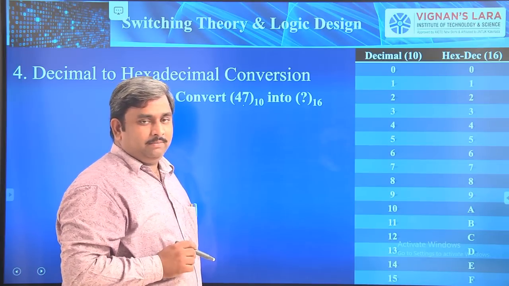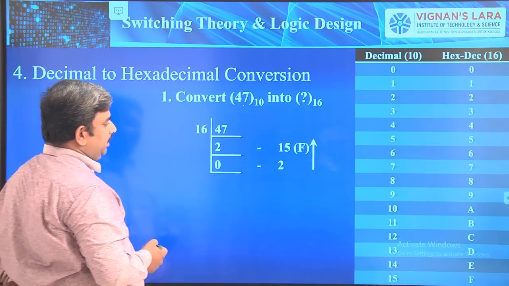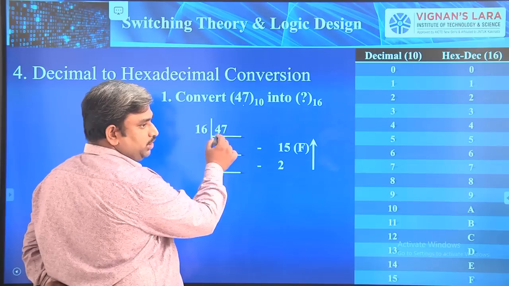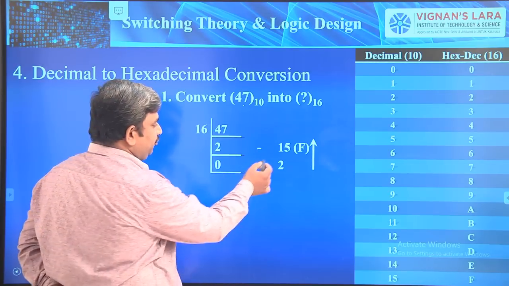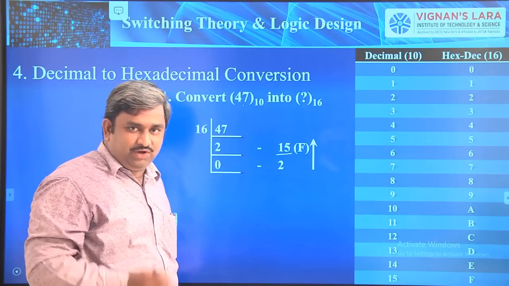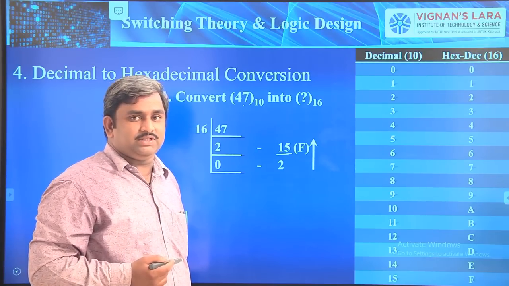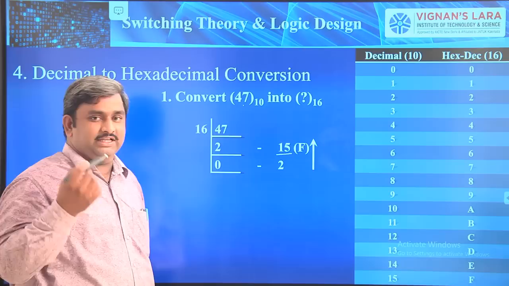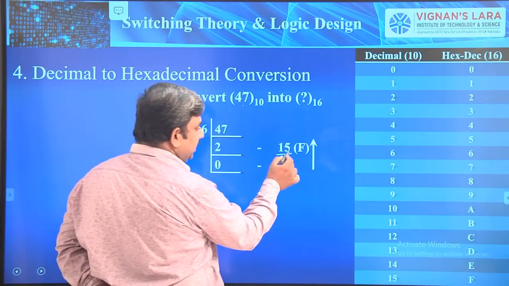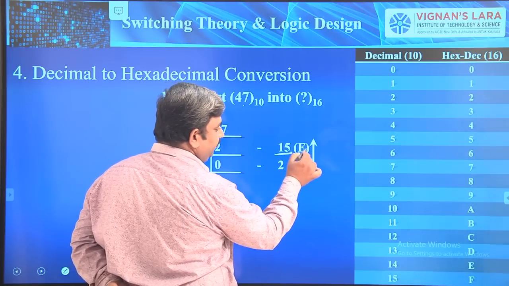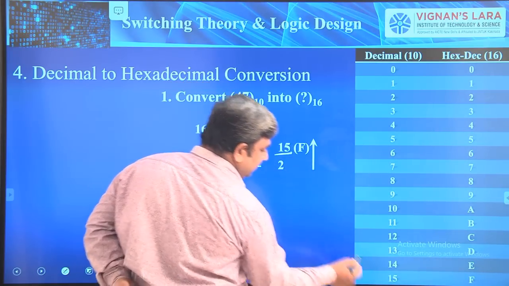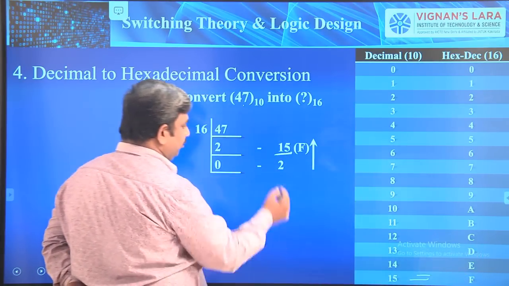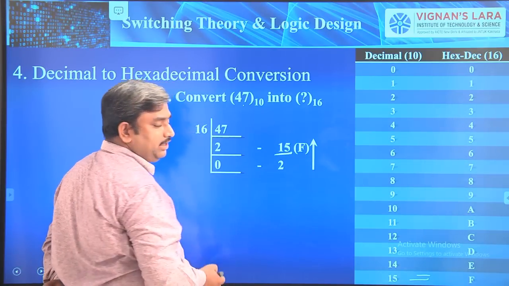We don't know the number in base 16, so now divide like this. 16 times 2 is 32, and 47 minus 32 is 15. This is the remainder, but we don't have 15 in the hexadecimal number system. This is the decimal multiplication and division we are doing. So for that reason, the remainder is 15, but you have to represent it using hexadecimal representation. The 15 equivalent number in hexadecimal is F, so you have to represent this 15 with F.